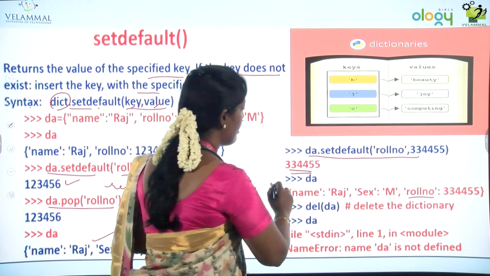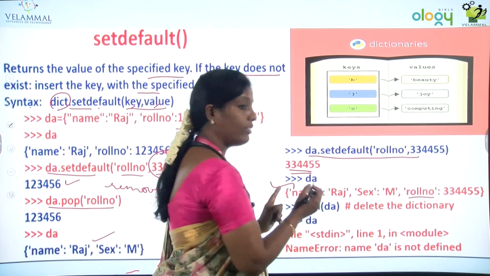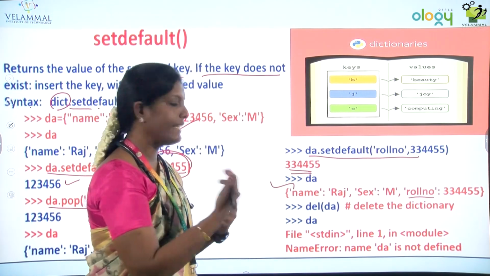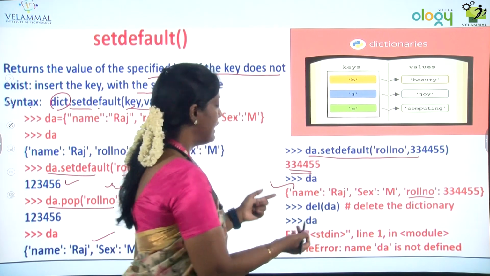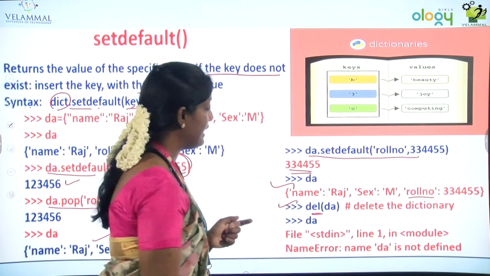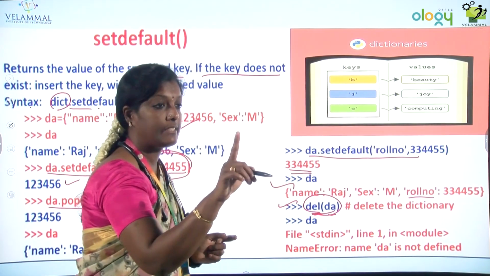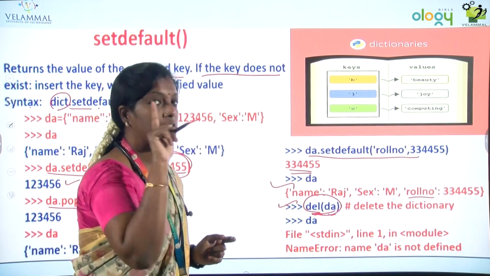Okay, so can you understand how setdefault is working, right? If it's already existing, it's removing and then using it, right? Next is the del function. This is also equivalent to remove, right? Del deletes the entire list, not specific ones. Pop removes specific ones.